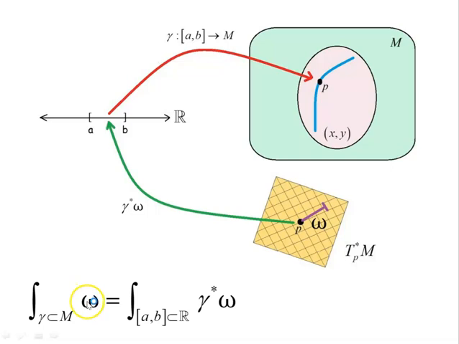So the integral of omega along gamma contained in M is equal to the integral of the pullback of omega along gamma, gamma asterisk, integrated along the closed interval AB contained in the reals.